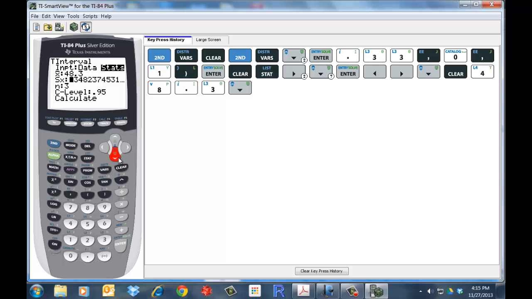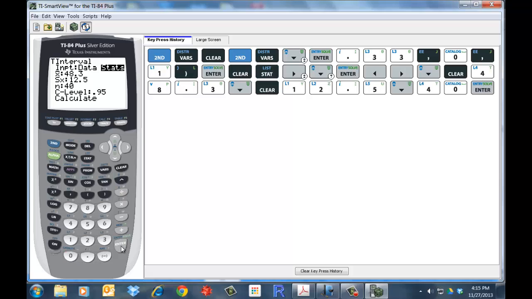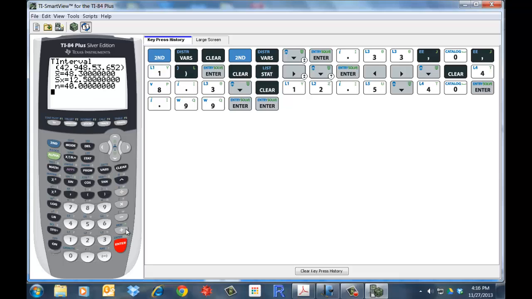So let's type in 48.3, and S, the sample standard deviation, is 12.5. And of course the sample size, we've already found that to be 40. And the confidence level is 0.99. It's really nice, this TI calculator. So now all we have to do is hit enter, and then calculate. Of course, we'll hit enter again. Okay, so we get the interval 42.948 to 53.652.